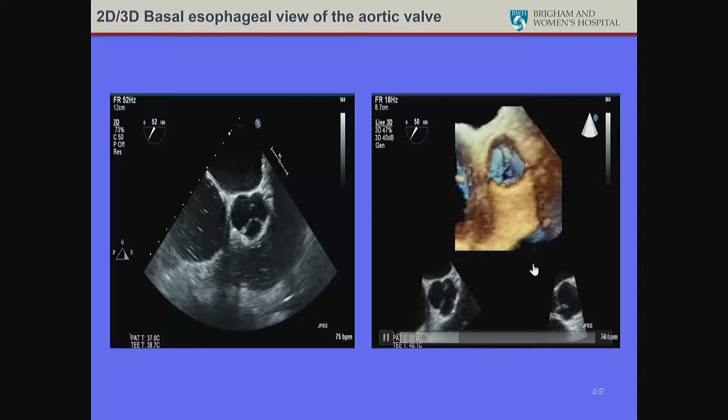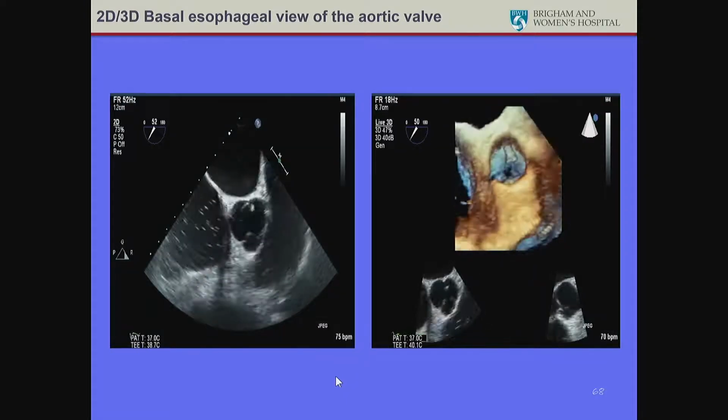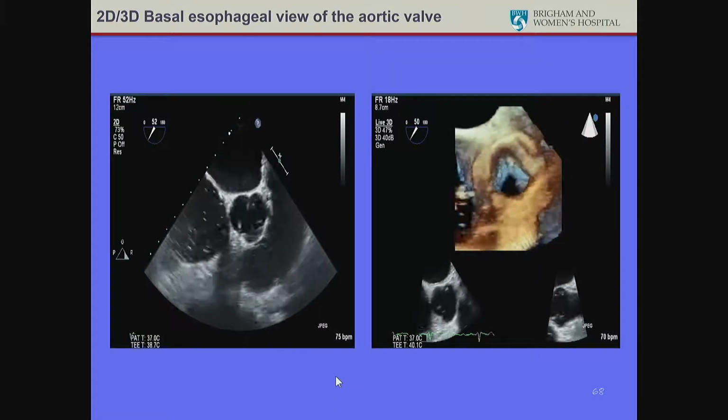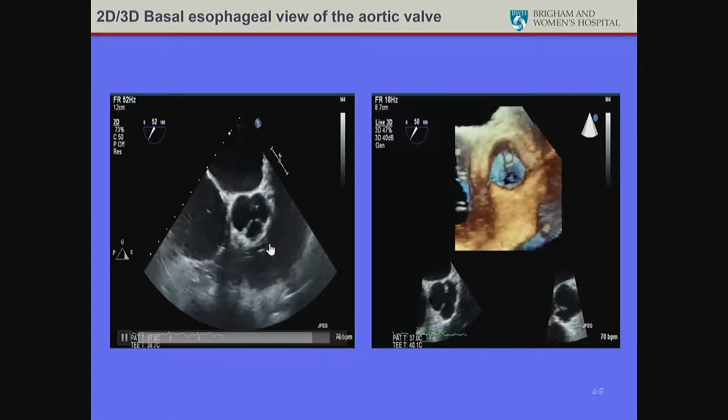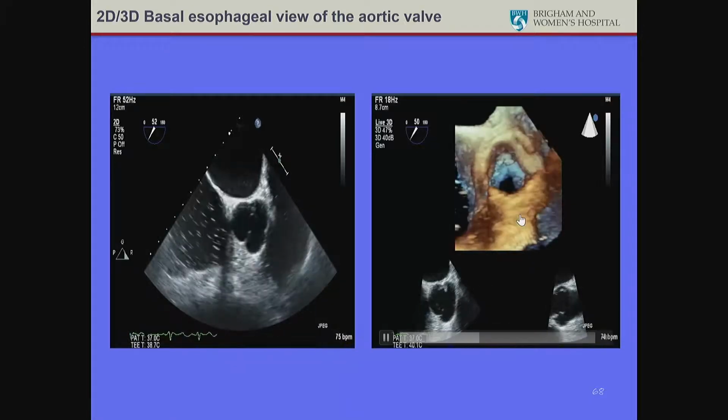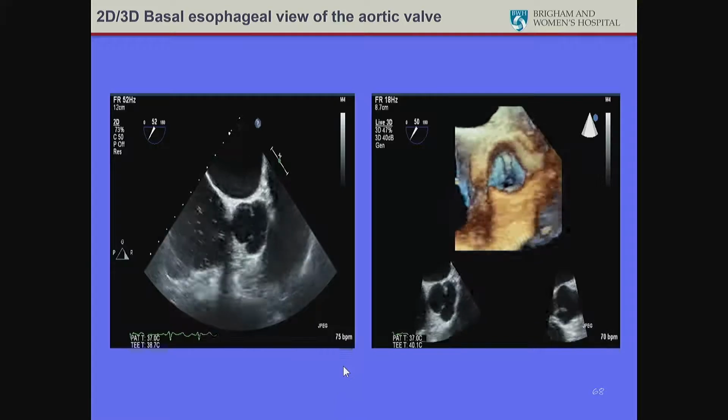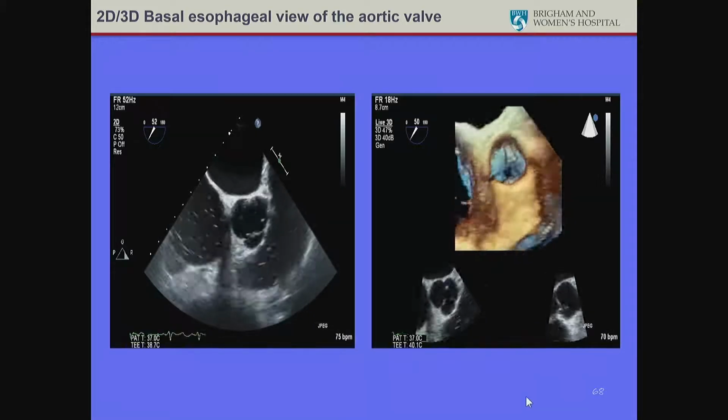This next patient is a 55-year-old woman who presents with a TIA, and the following TEE is obtained to evaluate for cardiac source of embolism. This demonstrates both two-dimensional and three-dimensional basal esophageal view of the aortic valve.